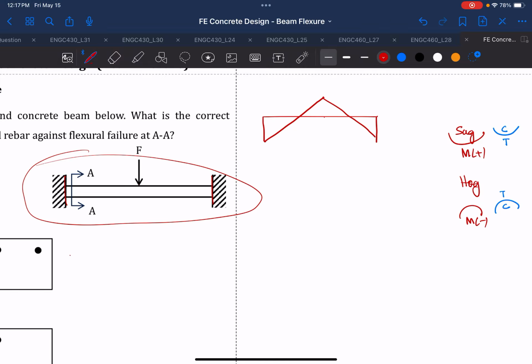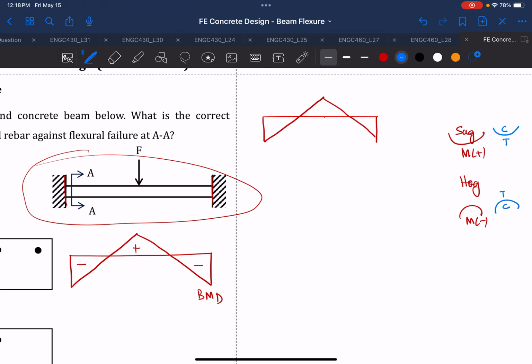So if I draw it here, I will see that this will be negative and this will be positive. Okay, so negative, positive, negative. This is your bending moment diagram. So you can either start with the bending moment diagram, or you can think also from how it will deflect.